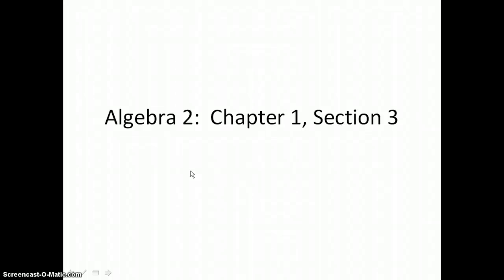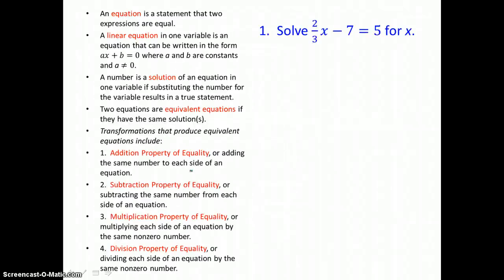Our lesson today is Chapter 1, Section 3. And our first example is to solve 2/3 x minus 7 equals 5 for x. That means we want to get x alone on one side of the equal sign. We want to isolate x.